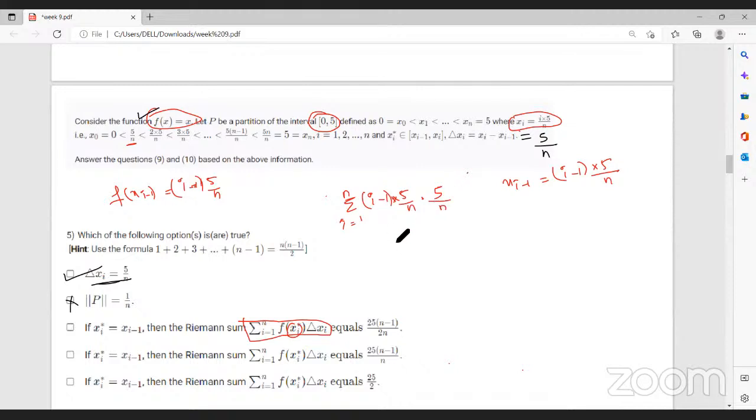Multiply. That is 25 by n square again, 25 (i minus 1) by n square. Now 25 by n square is constant, so I can take it outside the summation of i equals 1 to n, and inside that is i minus 1, right?